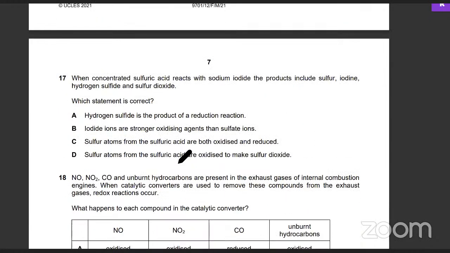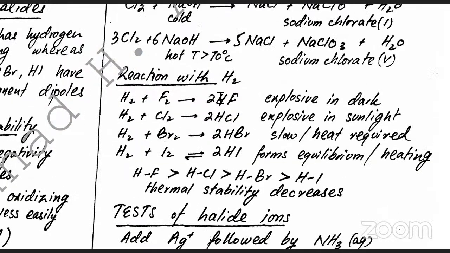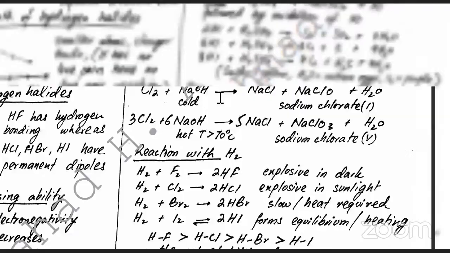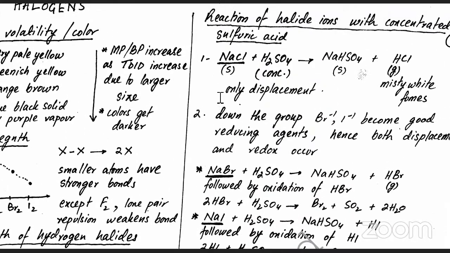So let's try and complete the last 3 questions. Now, this question, it's going to come in your paper. It always, I mean, this is the favorite question. Concentrated sulfuric acid reacts with sodium iodide. The products include sulfur, iodine, hydrogen sulfide, and sulfur dioxide. Which statement is correct? Now, this is again a reaction of sodium salts with sulfuric acid.